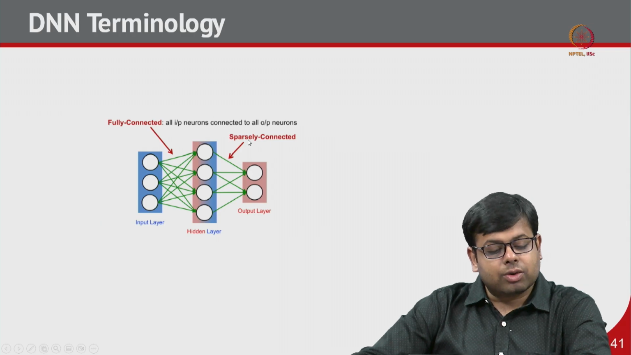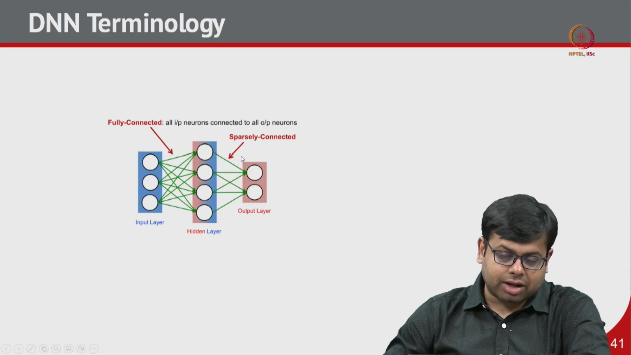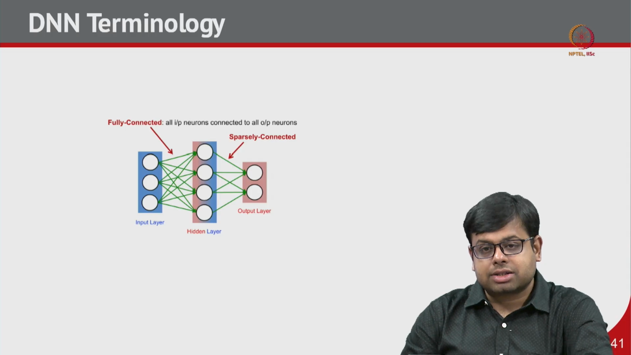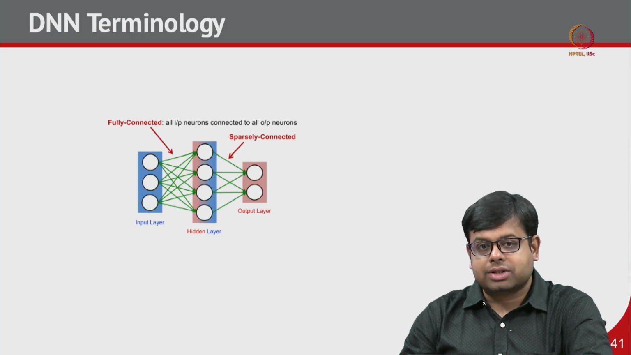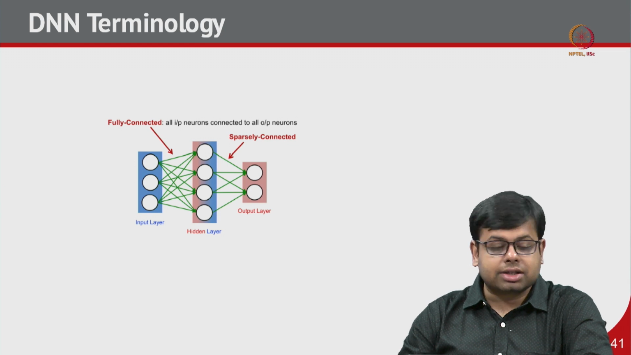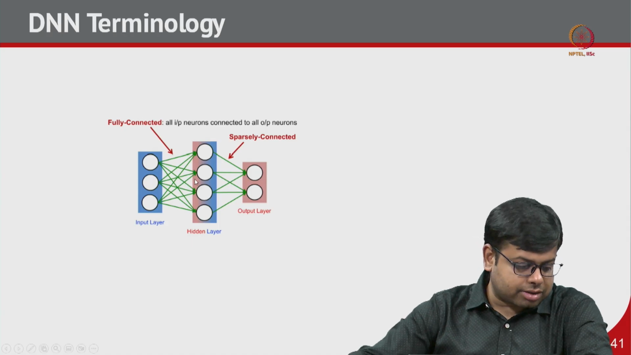That is why we call it a sparsely connected layer. So we can have fully connected layers and we can have sparsely connected layers. When we discuss the topic of pruning and quantization, we will see that the primary motivation behind pruning is to make a fully connected layer into a sparsely connected layer, right.